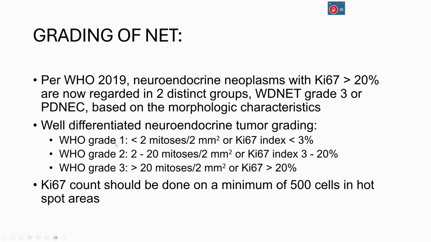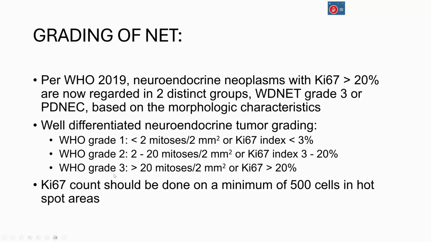So WHO grade 1 neuroendocrine tumor shows less than 2 mitosis and Ki less than 3%. Grade 2 are 2 to 20 mitosis and 3 to 20 Ki. And grade 3 is more than 20 mitosis and Ki also more than 20. So still we consider grade 3 neuroendocrine tumor as a tumor. We don't call it carcinoma.